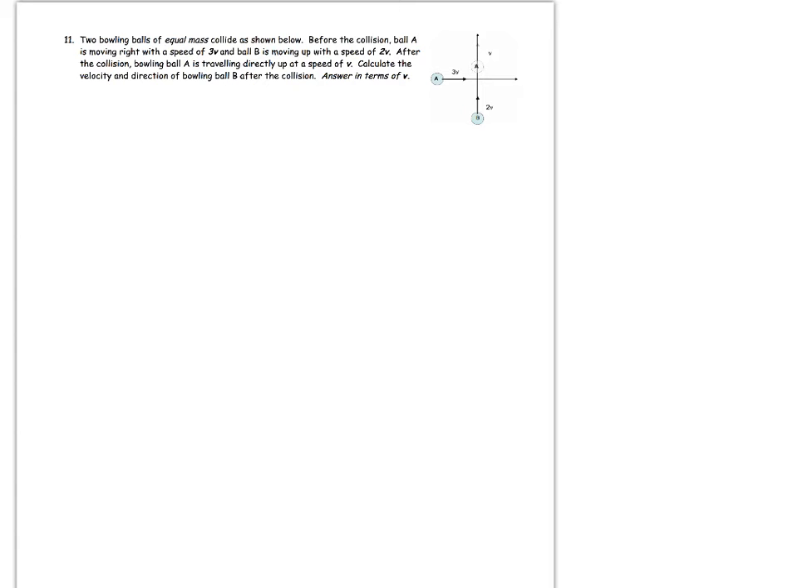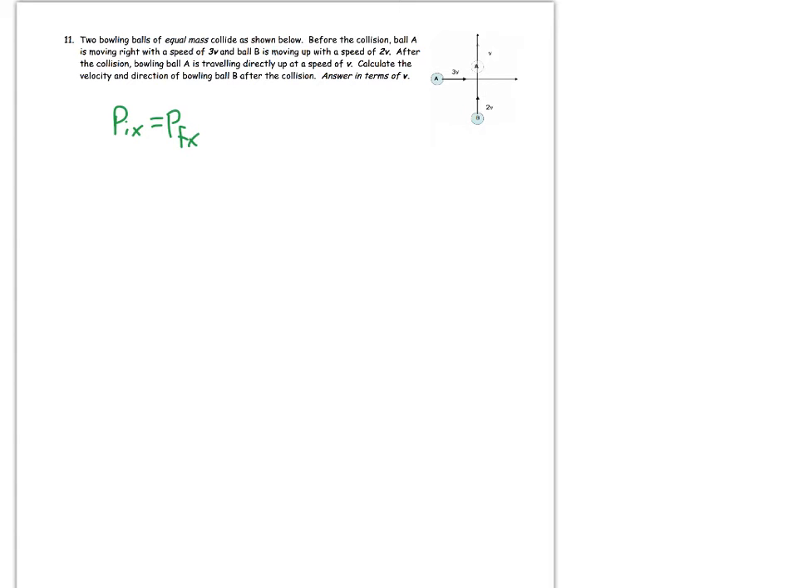So for this next one, we're going to look at this collision here between two bowling balls with equal mass. We see bowling ball A is moving to the right at a speed of 3v before the collision, and B is moving up at a speed of 2v. In order to solve this one, we're going to set up conservation of momentum in both the x and the y direction. I'm going to start here with the x direction.